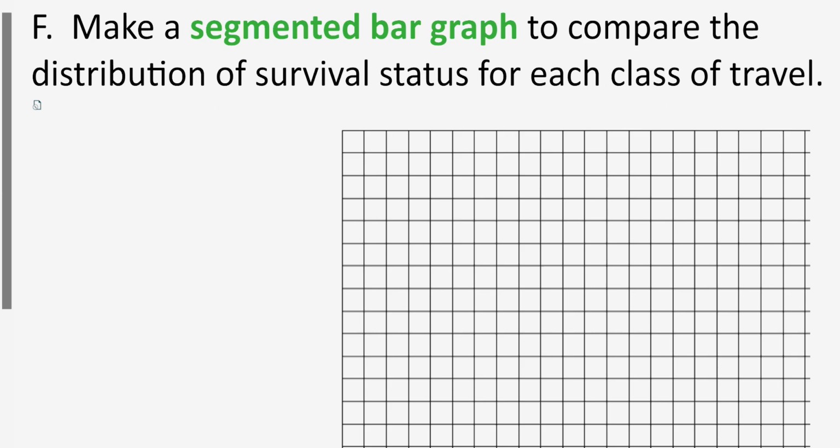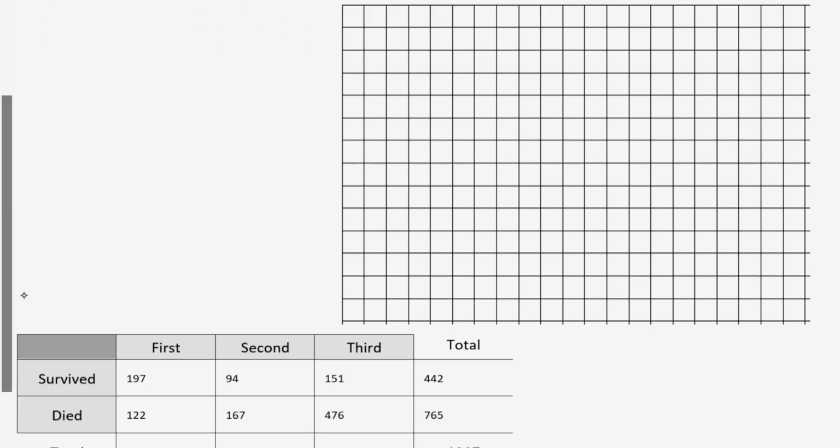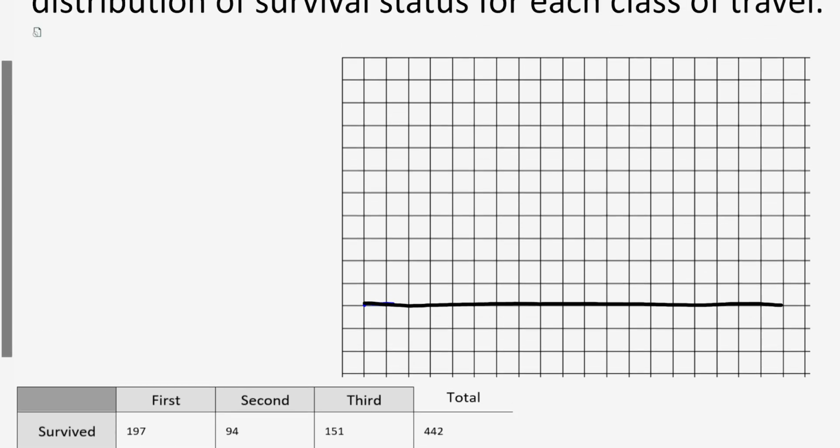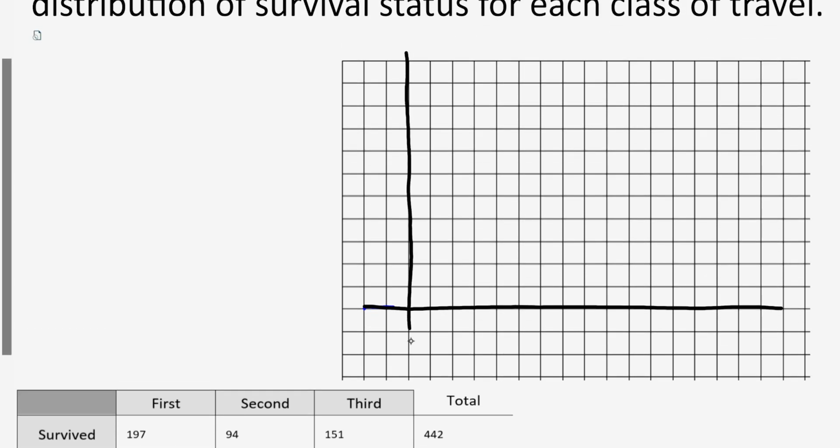We're going to start with the segmented bar graph, and graph paper is going to be super helpful here. Make a segmented bar graph to compare the distribution of survival status of each class of travel from the Titanic. So we have that here. Now, one of the things you're going to want to do whenever you're doing a segmented bar graph is, first of all, I'm going to make mine like this, using black for the lines, with a little bit of space in the margins.